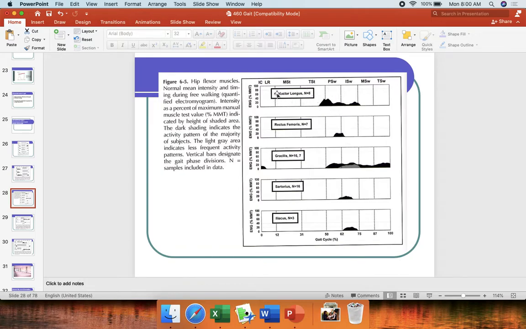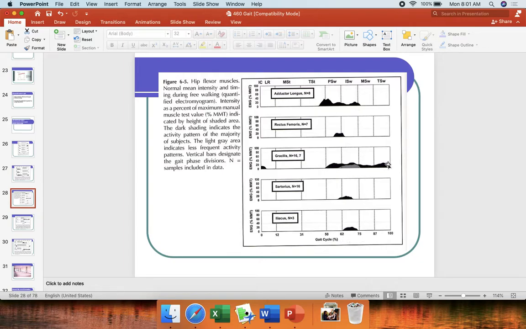Okay, so we've got adductor longus, we've got our rectus femoris, which, remember, this is the one quad muscle that actually crosses the hip joint, our gracilis muscle, sartorius, and iliacus, which is part of the iliopsoas muscle. So again, the general trend is that these muscles are active and on during the swing phases of our gait. And you can see that here.